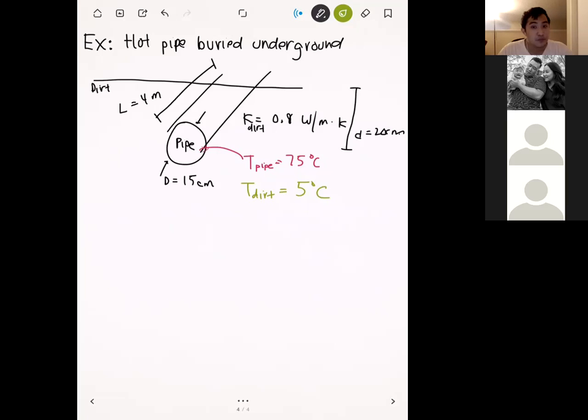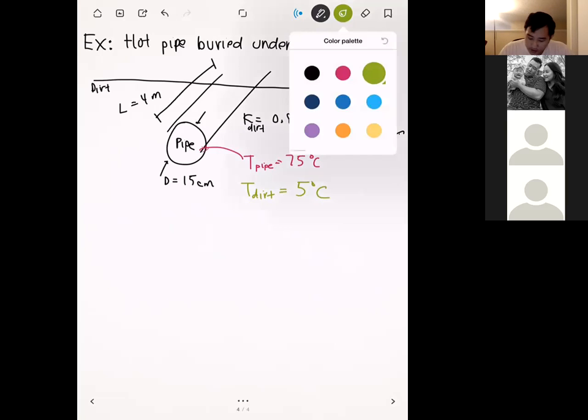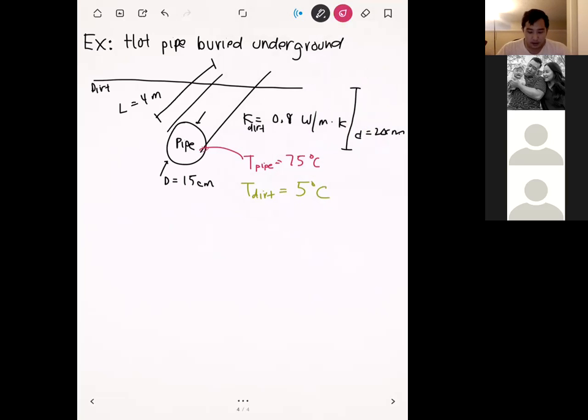All right. And so what's going to happen in this situation is that because the pipe here is relatively hot, heat is going to leave this pipe and come out through conduction into the dirt. But because the depth here is only 20 centimeters, we have kind of a multi-dimensional heat conduction problem here.